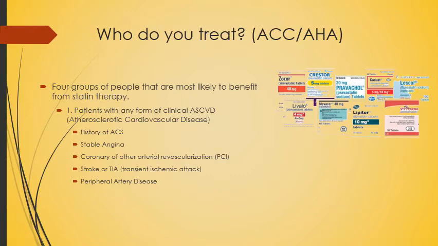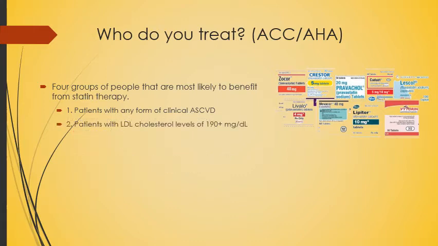Any patient with any form of atherosclerotic cardiovascular disease gets statins, right? If they have a history of an acute coronary syndrome, or if they just have stable angina, coronary or other sort of arterial revascularization, right, a percutaneous intervention, any type of stroke, or even just a TIA, or active or a history of peripheral artery disease, any of those patients should be on a statin. Patients with LDL cholesterols that are greater than 190 milligrams per deciliter should be on a statin.